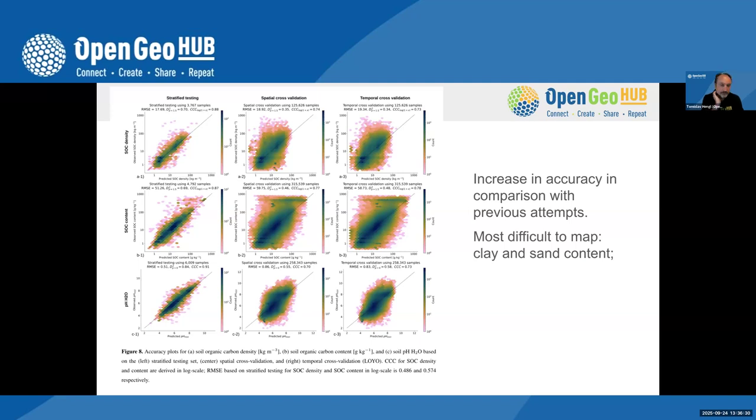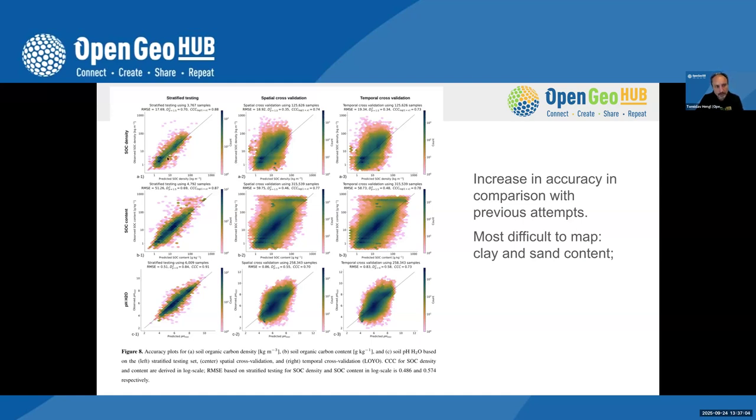These are the accuracy plots for multiple soil properties, so soil carbon density, soil carbon content, pH, and you can see that we run 3 types of accuracy assessment. We do stratified testing, so just a single test. Then we do a spatial cross-validation, ensuring that the cross-validation data is distant from the training data, at least 100 kilometers. And then this one is a temporal cross-validation. This is predicting the years which are not used for the training.